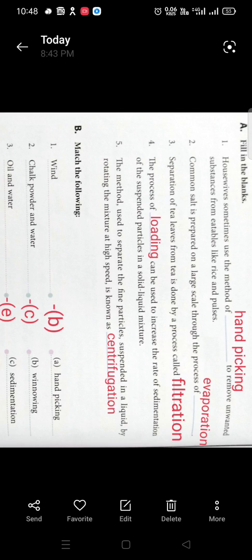Fourth, the process of loading can be used to increase the rate of sedimentation of the suspended particles in a solid-liquid mixture. The fifth one, the method used to separate the fine particles suspended in a liquid by rotating the mixture at high speed is known as centrifugation. Now match the following.